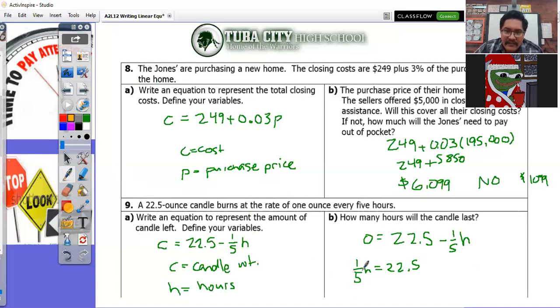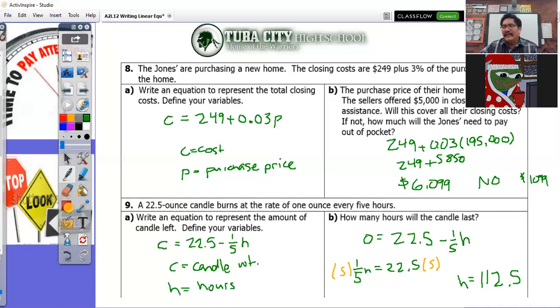Now, since I have H divided by 5, I need to get rid of that by timesing it by 5. So times it by 5 here, times it by 5 here, and H equals, let me grab my calculator for this one, 22.5 times 5, and that's going to be 112.5. And that's pretty good.